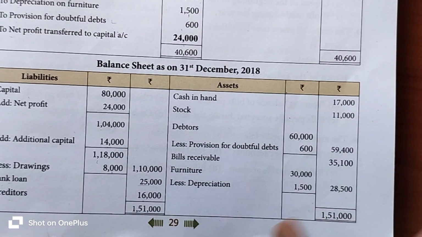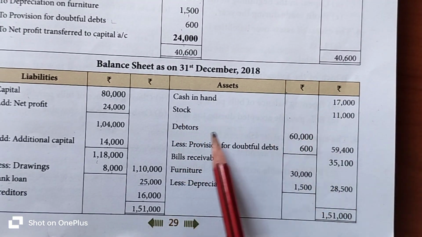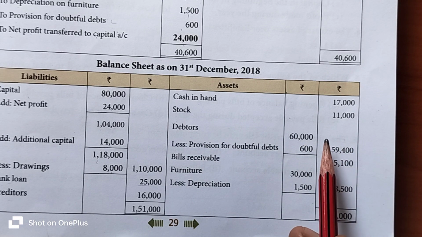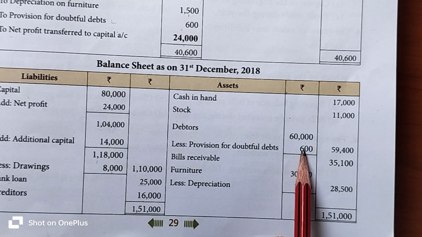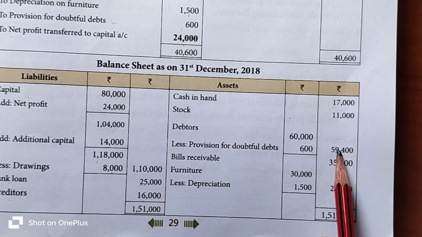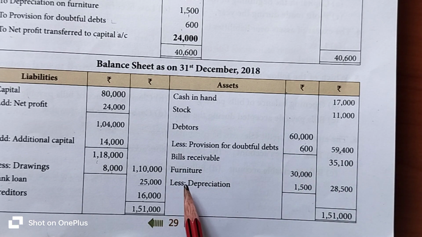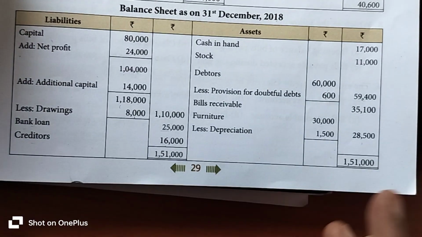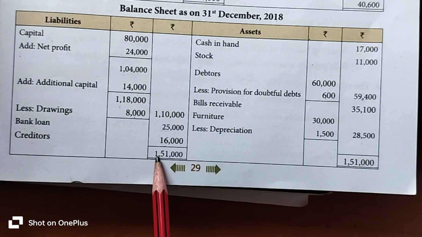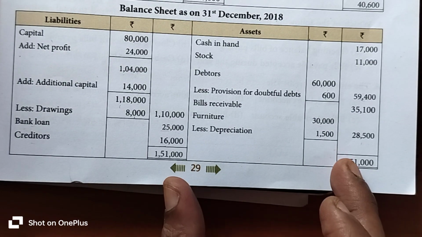And let's take the asset side: cash in hand, stock, debtors 60,000 rupees. We subtract provision for doubtful debts 600 and get 59,400. Bills receivable, furniture less depreciation 1,500, you will get 28,500. Then the total will be equal on both the asset and liability side. Okay, 1,51,000 is the total on both sides equally.